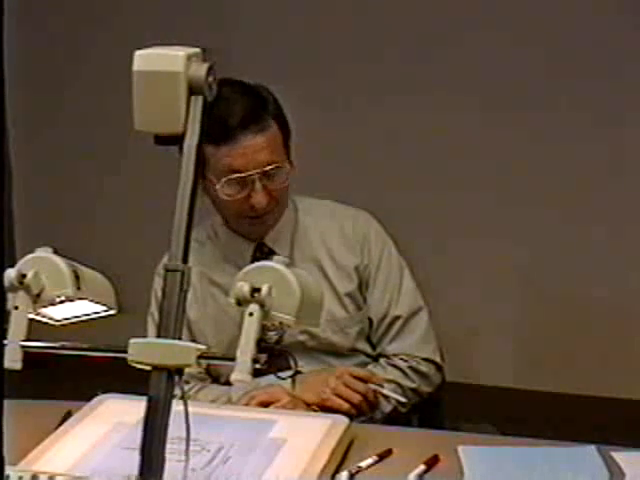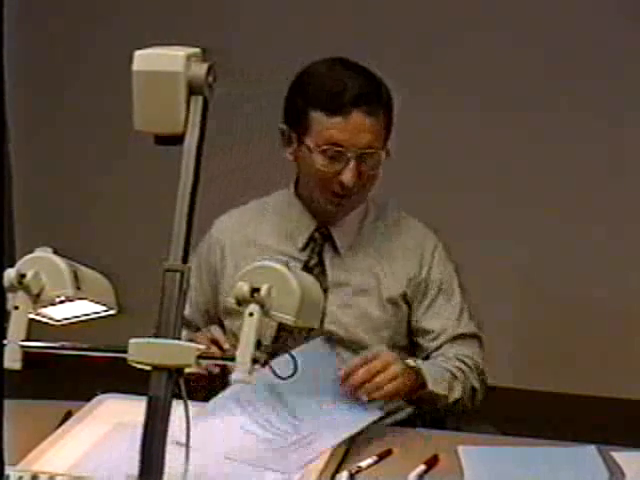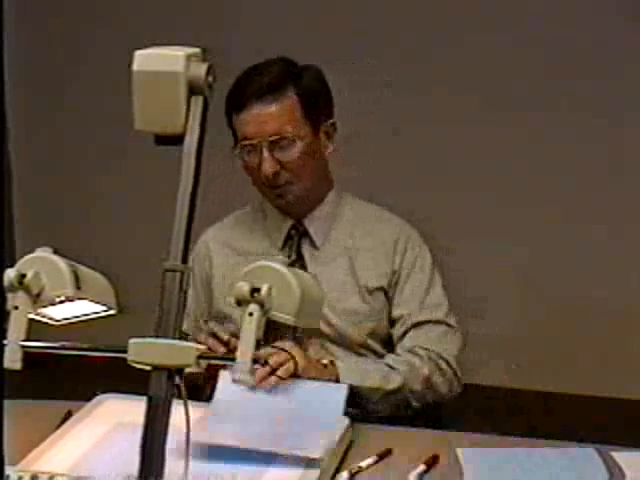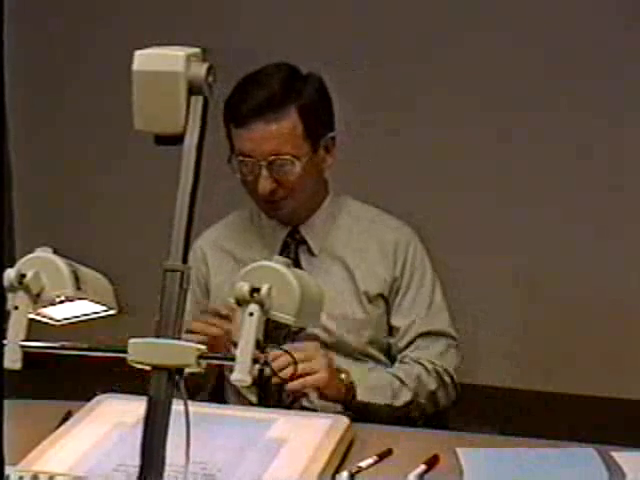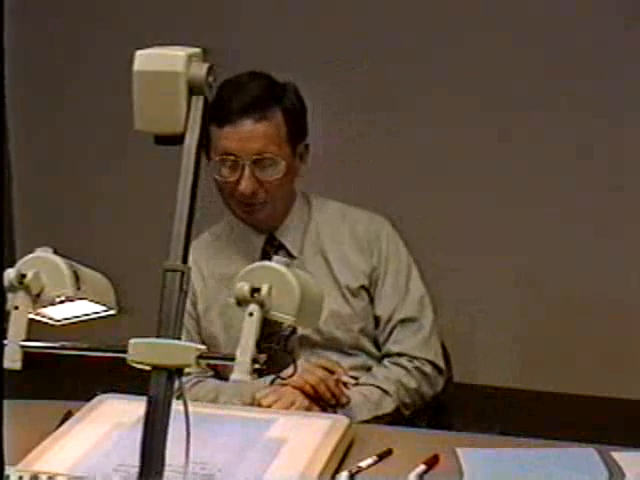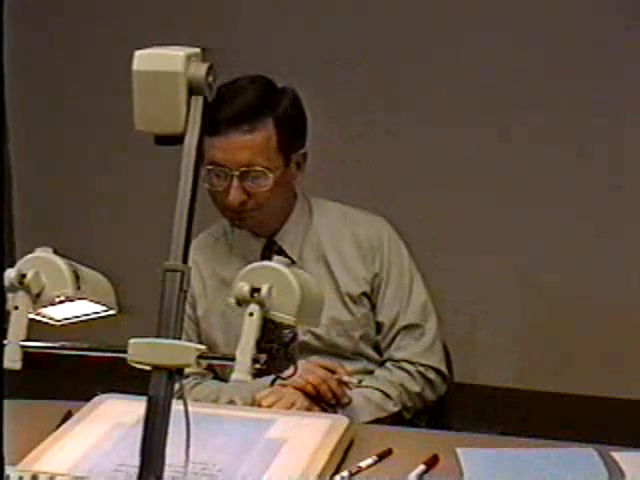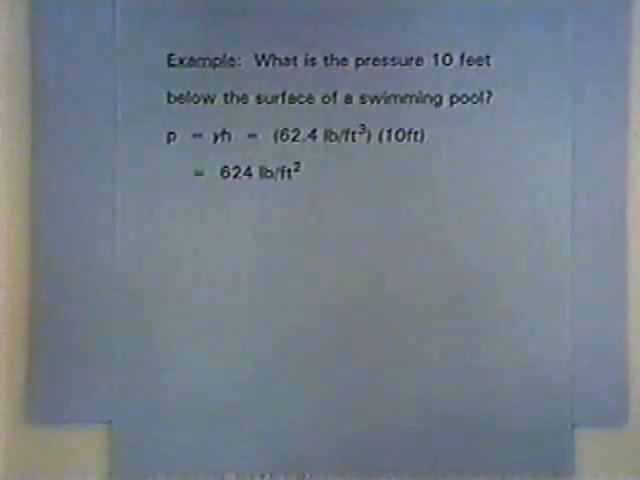The pressure of the atmosphere we ignore in many of our engineering problems and just do the analysis using gauge pressure. But the atmosphere is part of the fluid column as well. Let's see, what's the pressure 10 feet below the surface of a swimming pool? Basic equation that serves as the basis for fluid statics: pressure is gamma h. The unit weight of the water is 62.4 pounds per cubic foot. The depth, if you're at the bottom of the swimming pool, and it's 10 feet deep, is 10 feet, and so you've got a pressure of 624 pounds per square foot.